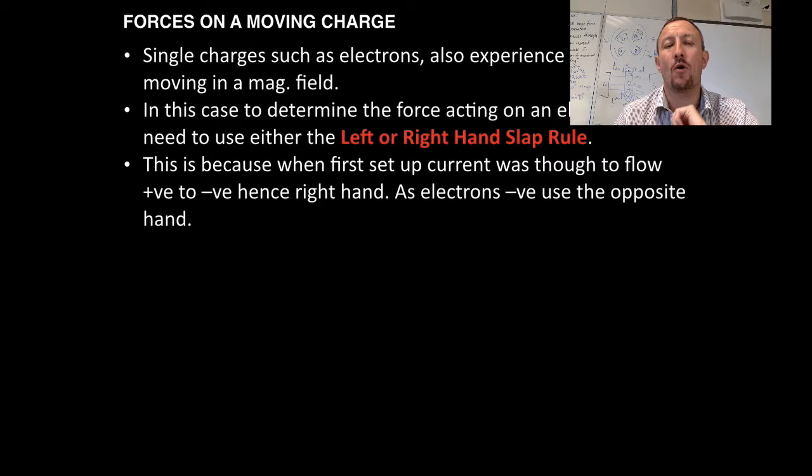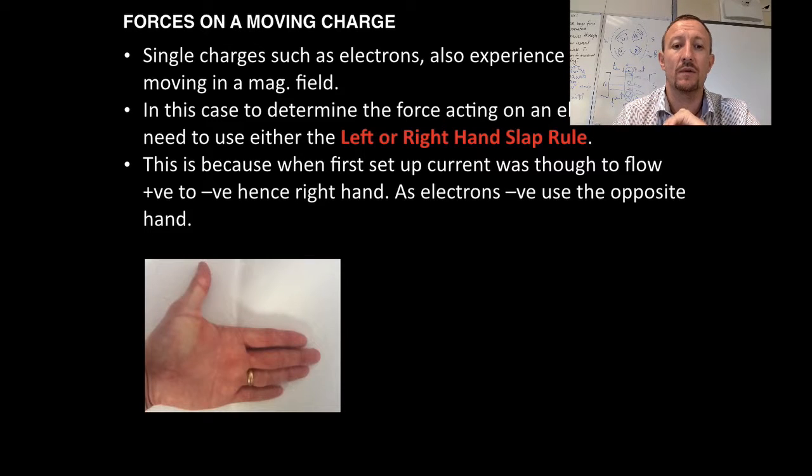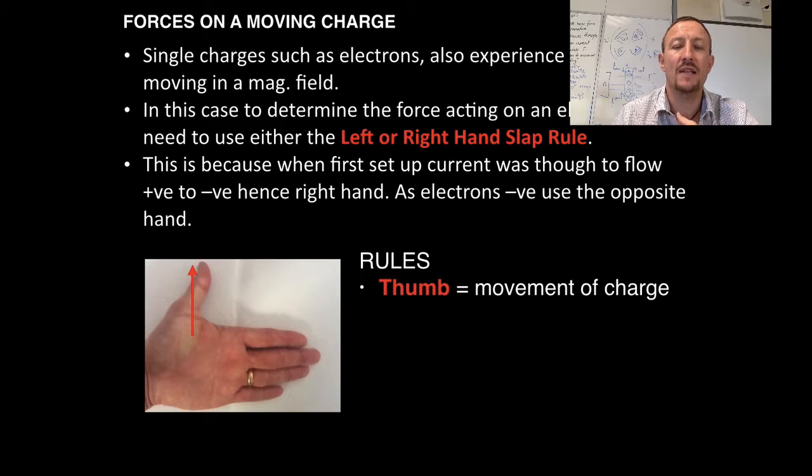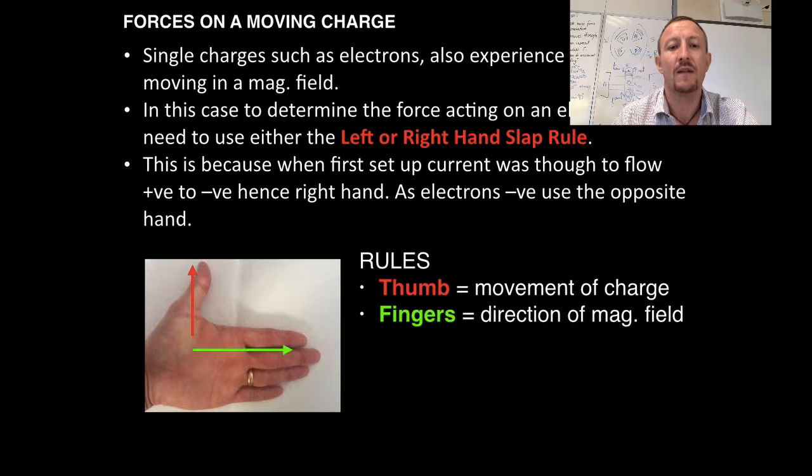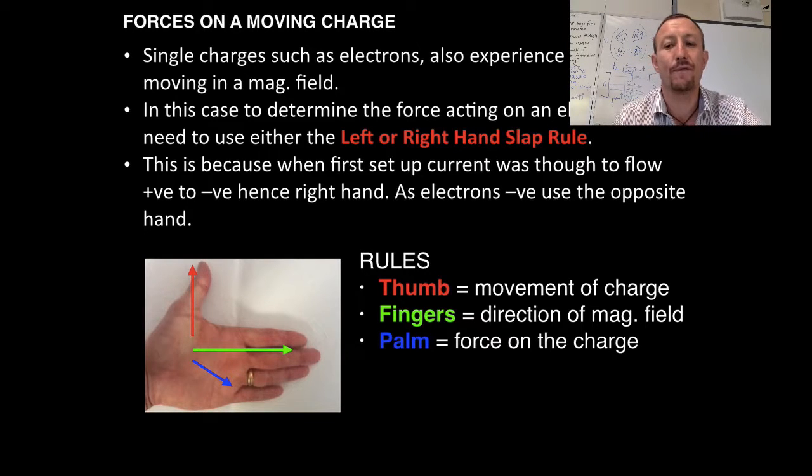Now let's just recap on what the slap rules work on. So there's my hand, and this is how it works. The thumb in this case is going to be the direction of movement of the charge. The fingers are going to point in the static direction of the magnetic field of the magnet. And finally, the palm is going to be the force on the charge. So your thumb is your movement of your charge, your fingers are the direction of the magnetic field, and your palm will be the force that's applied.